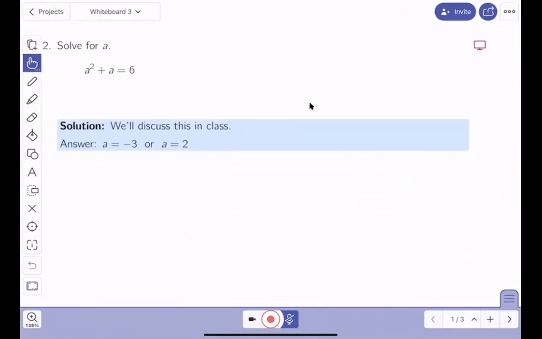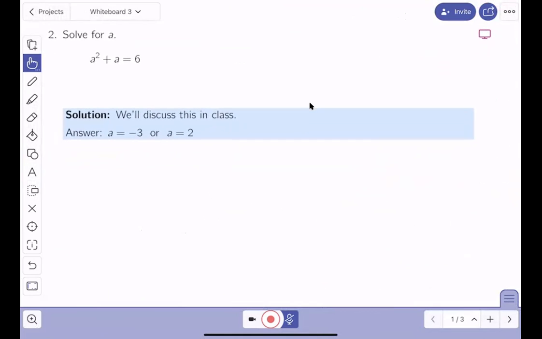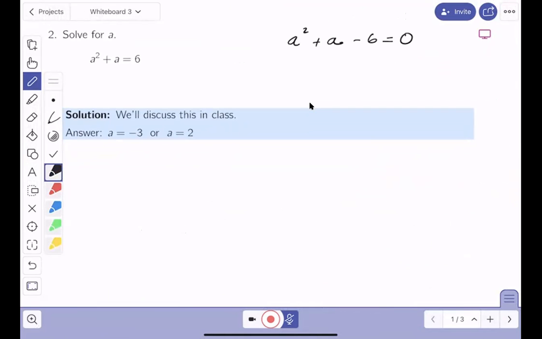All right, so what I'm going to do over here, and again, it's going to be the 0 product rule. Well, I've got to get 0 first. So I'm looking at it. I see a squared plus a. To get a 0, I would subtract 6 from both sides. So I have the 0 part. I don't have the product though. I'm going to write that down for you. A and A. I'm factoring.